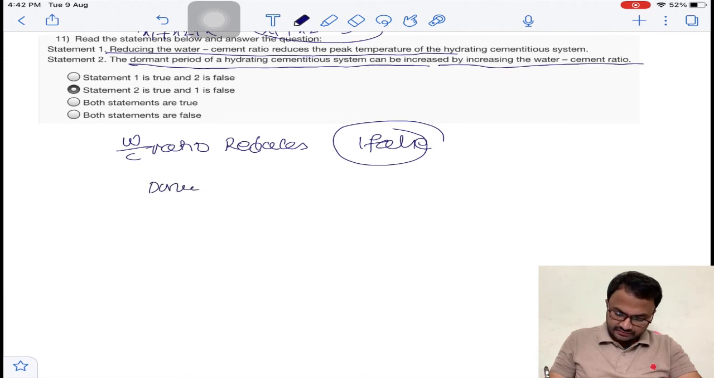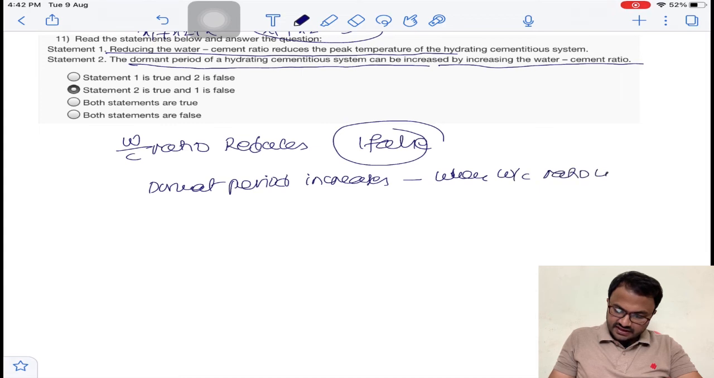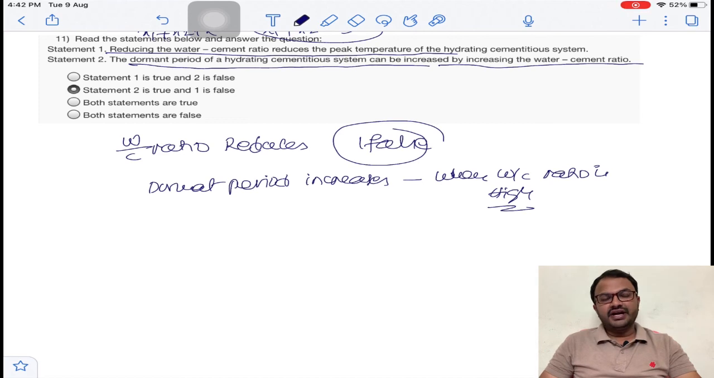That is, the dormant period increases when water cement ratio is high. If we reduce water cement ratio, heat also will be reduced. For that reason, statement 1 is wrong and statement 2 is correct. So the answer is B for question number 11.